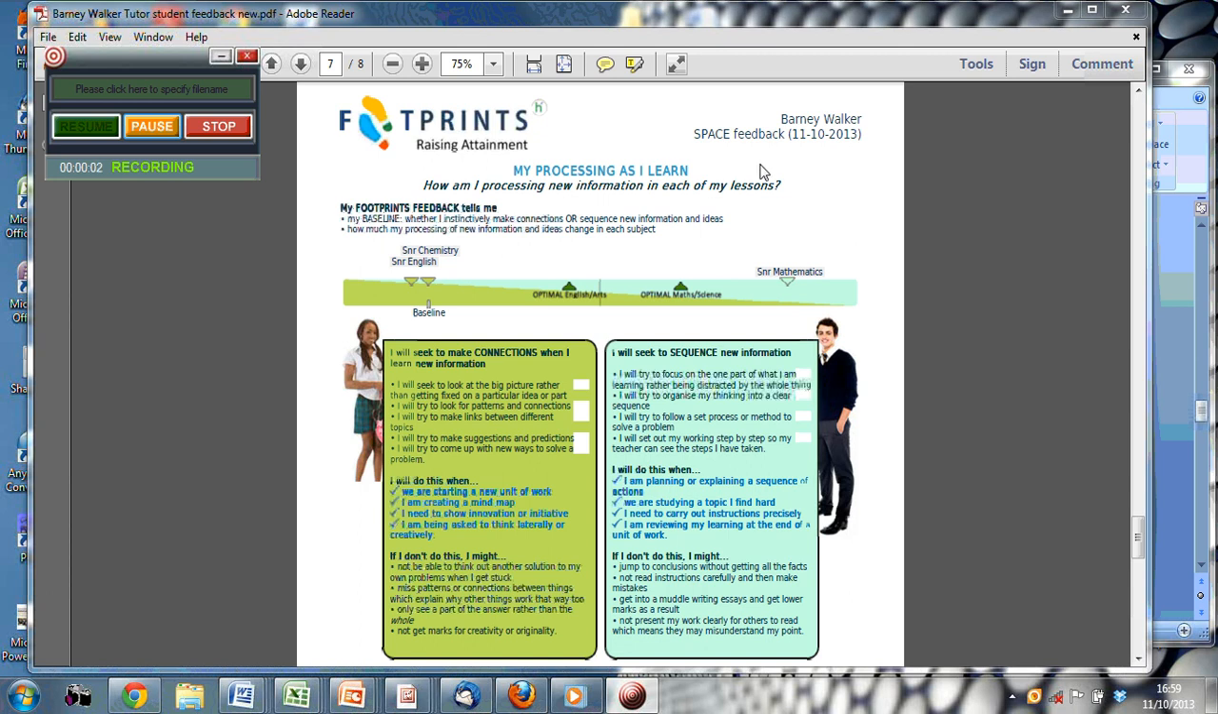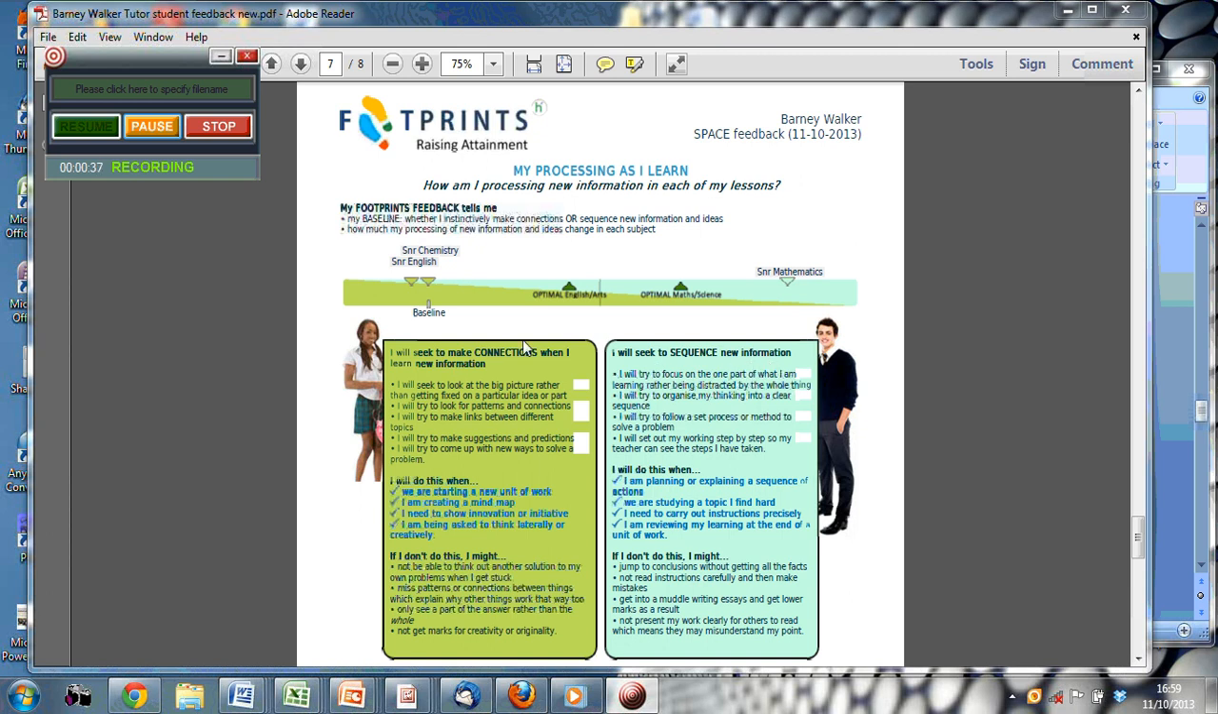Okay, in this clip we're going to be looking at the sixth of the factors in Footprints raising attainment: my processing as I learn. How am I processing new information in each of my lessons? And again we have a scale here, two ends of the scale. At this end we have the polarity of being able to make connections when we learn new information, and at this end we have the polarity of being able to sequence new information and ideas.